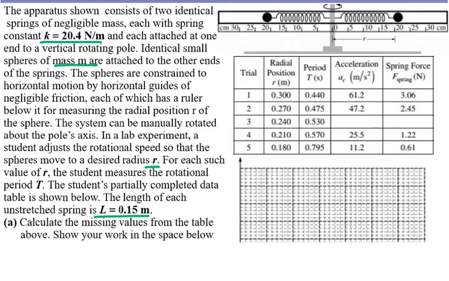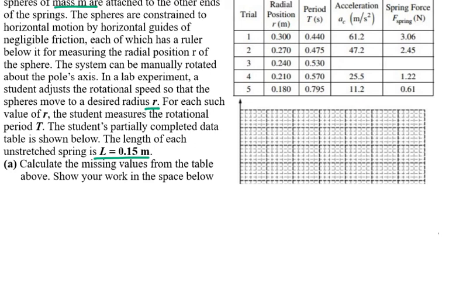The radial position, so that would be this position, the radius. They give you this is R. The period to make one rotation, acceleration, spring force, changing because x is changing. R would be your x. So let's look at how we would calculate these. For the third line, we're missing the spring force and the centripetal acceleration.